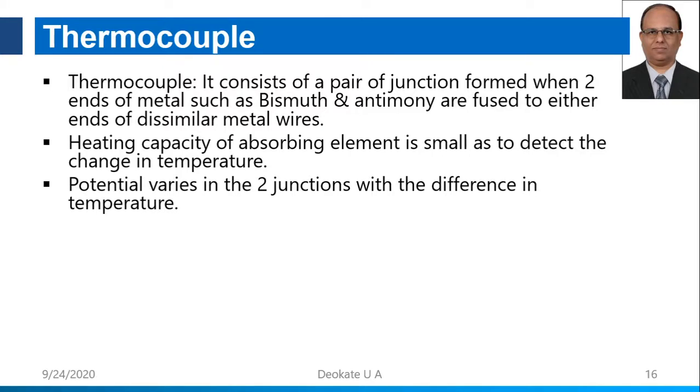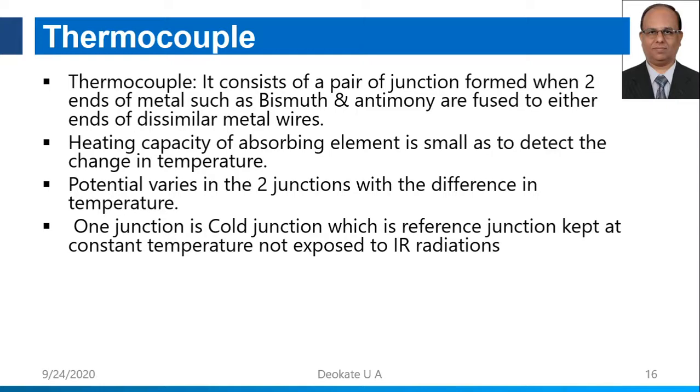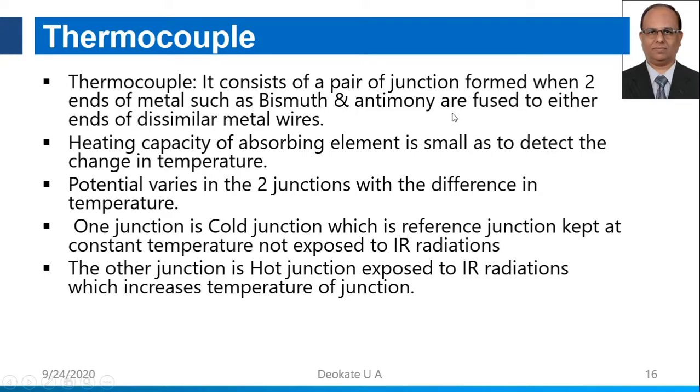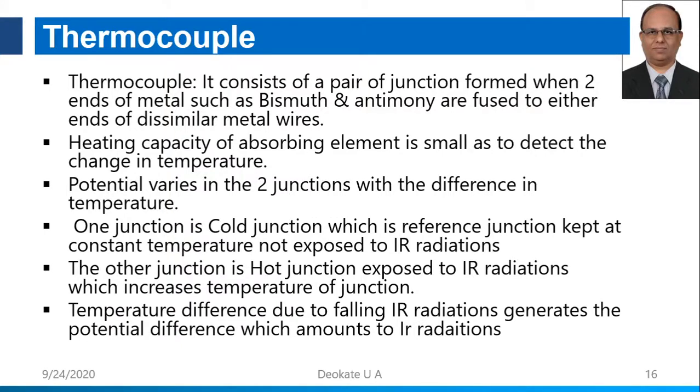One junction is always exposed to the IR radiation and one junction is not exposed. That is known as the cold junction, where the IR radiation is not bombarded. The other is called the hot junction, where the IR radiation is bombarded. Due to the imbalance in temperature between these two junctions, a current forms which disbalances the Wheatstone bridge, and the potential flows through the circuit and can be detected. The current flowing through the circuit is proportional to the amount of radiation falling onto the hot junction. These are called thermocouples.